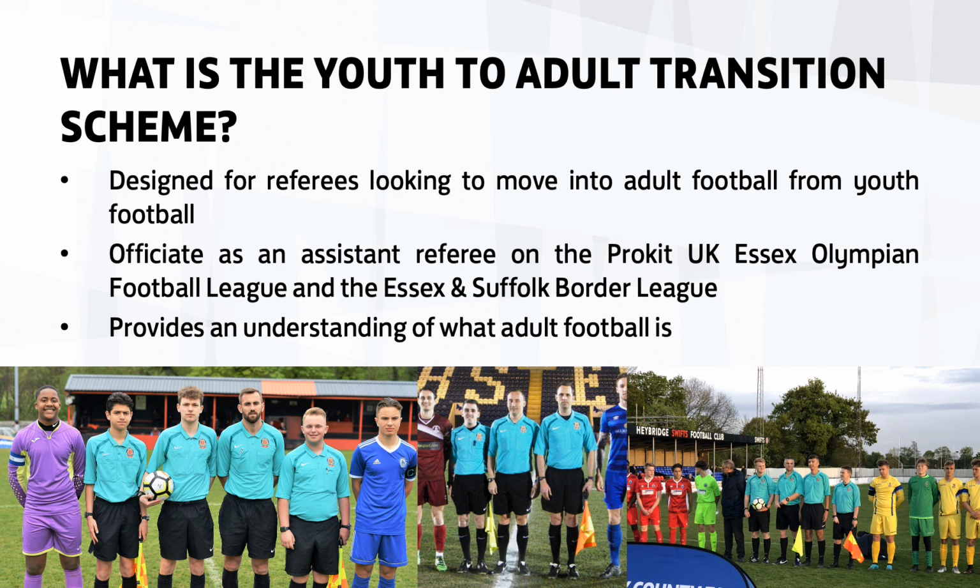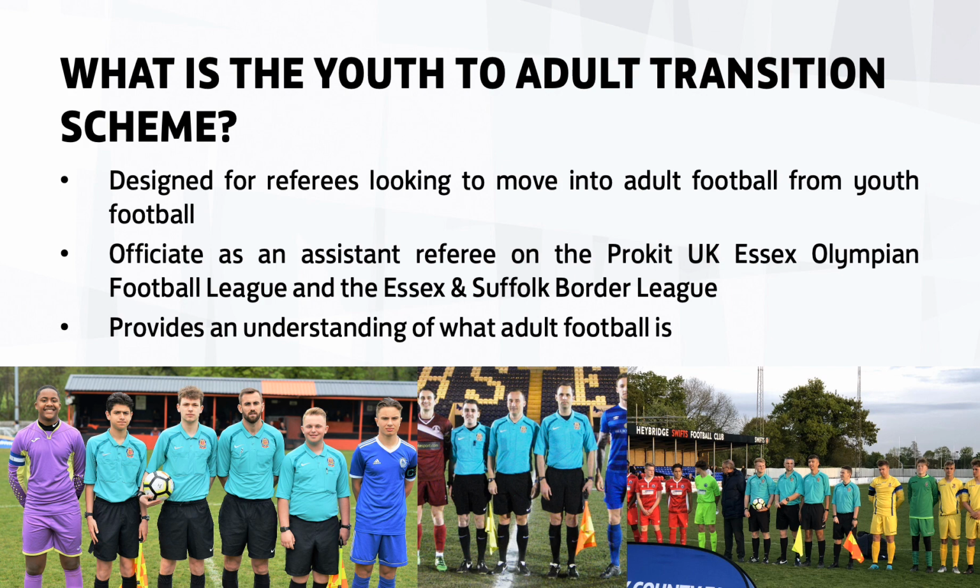You'll start off officiating as assistant referee on the ProKit UK Essex Olympian Football League and/or the Essex and Suffolk Border League. These two leagues are at the moment step 7 on the National League system, so their Premier divisions allow us to have assistant referees for their games. Which league you're on depends on where you live in Essex. If you live in North Essex, so Colchester, Clacton, and Braintree way, you'll be on the Border League. If you live in Central Essex, so Chelmsford, or South Essex, Southend, or even into the East London area, you'll be operating on the Olympian League.